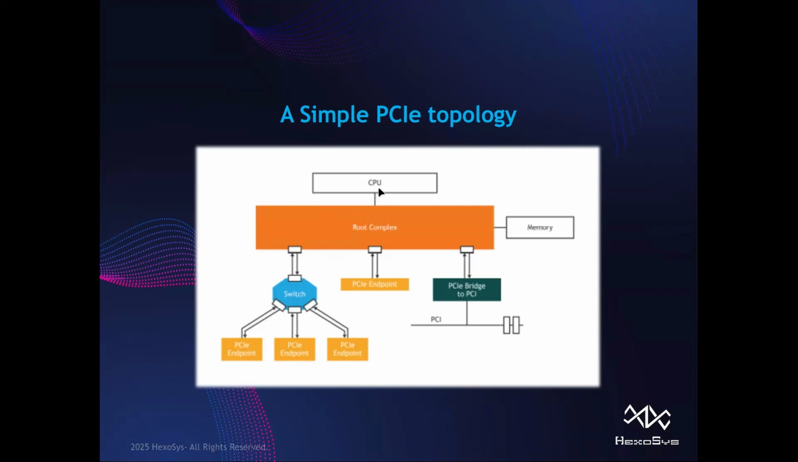So, for example, if the CPU wants to send a read memory request to one of these devices, it uses a specific target address, and that target address can be resolved by any switch that is in the middle of the connection, and they will route the packet to the requested endpoint.